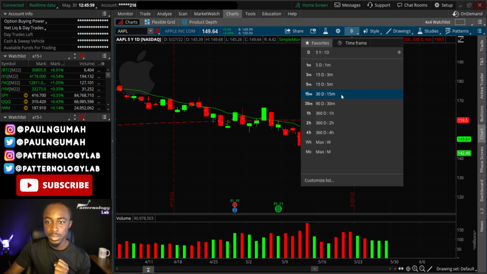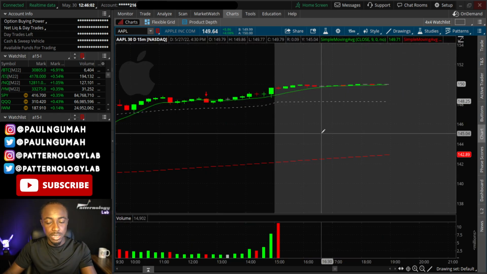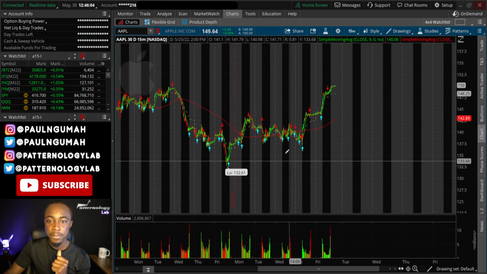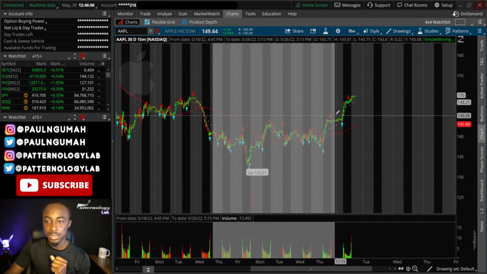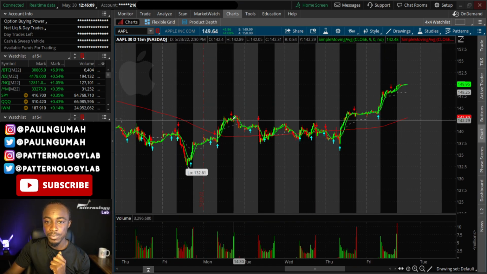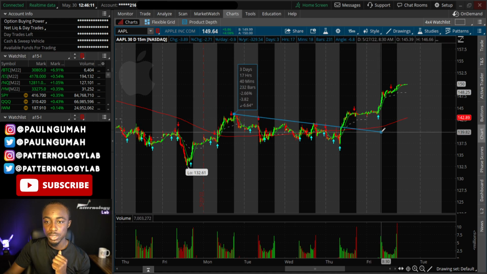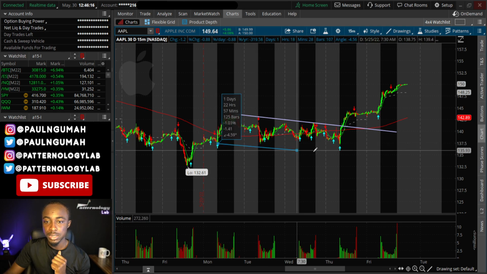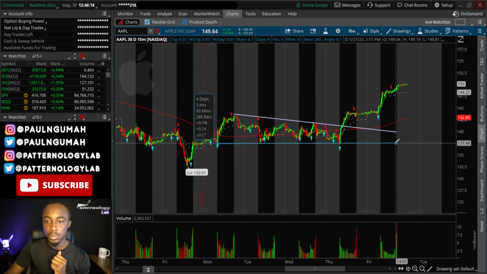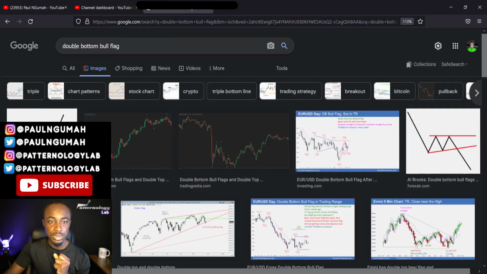If you look on the 15-minute time frame and you zoom out, right? You can clearly see that there is a very bullish structure on there, and the structure is right over here. If you look closely, this right there is called a double bottom bull flag. If you go on Google and you type double bottom bull flag, you can see that this simple structure right here is the pattern that I was looking for on Apple.